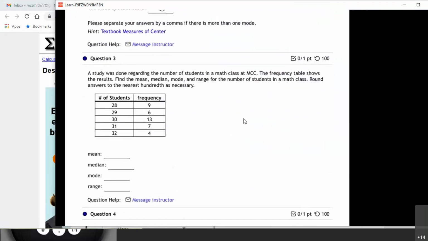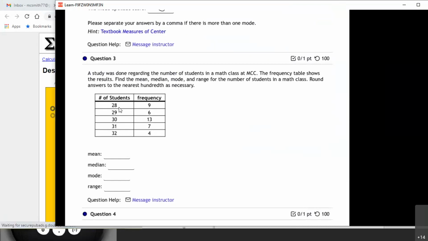This is exactly the same kind of question. I'm trying to find the average number of students in a math class at Mesa community college. So here are the results. I have 9 classes with 28 students, 6 classes with 29, 13 with 30, 7 with 31, and 4 with 32. So I would do the same thing.